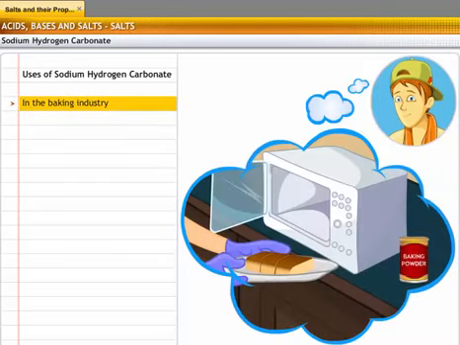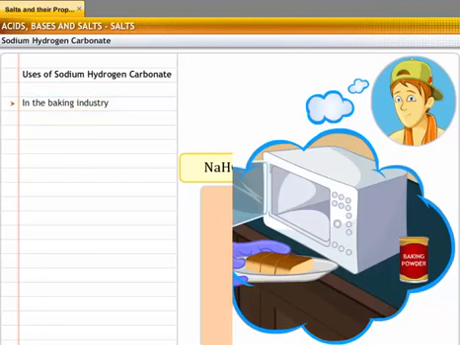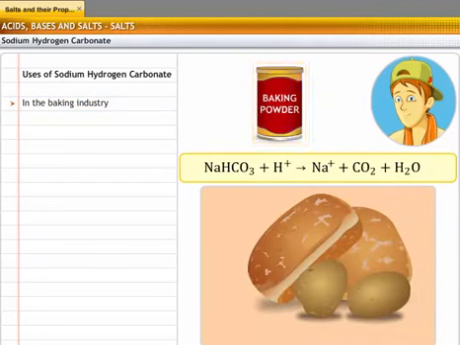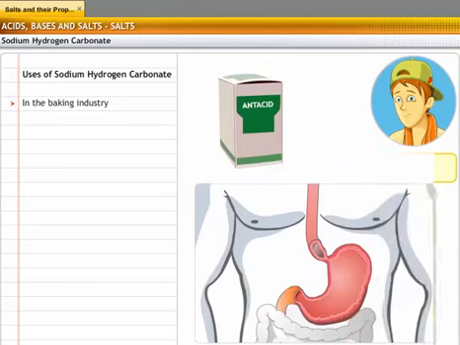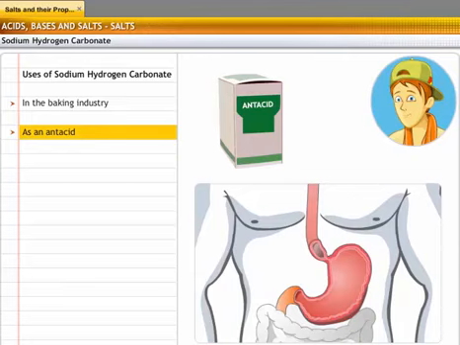Yes, I remember. My mother uses it in the kitchen while she bakes a cake, and she also says that it can even neutralize the acid produced in our stomach. Baking powder is a mixture of baking soda and a mild edible acid called tartaric acid. Baking soda reacts with the hydrogen ion of tartaric acid and releases carbon dioxide, which bubbles out and helps to raise bread or cake in the process of baking. It is also used as an antacid because, being alkaline, it helps to neutralize the acid of the stomach.